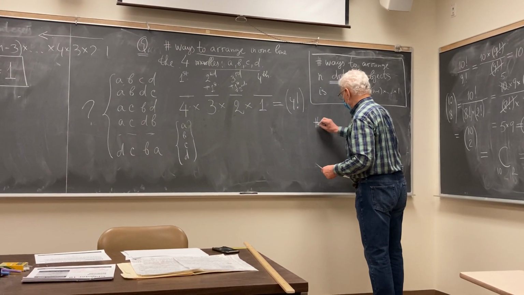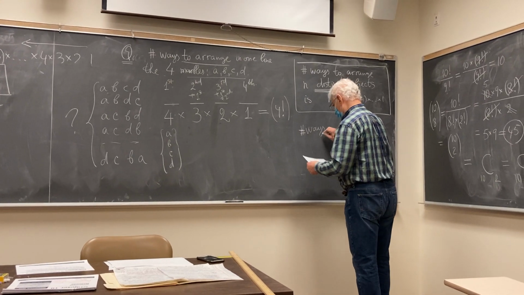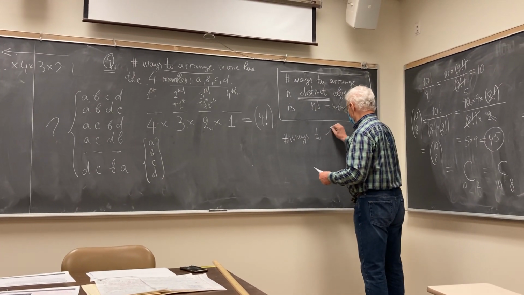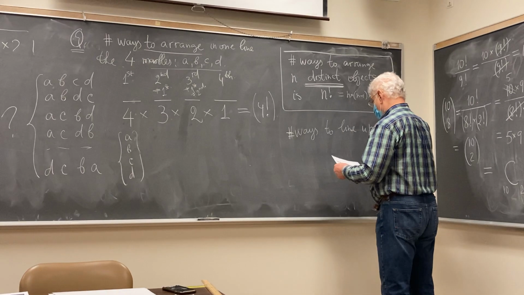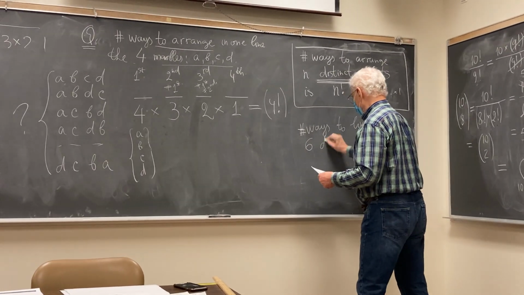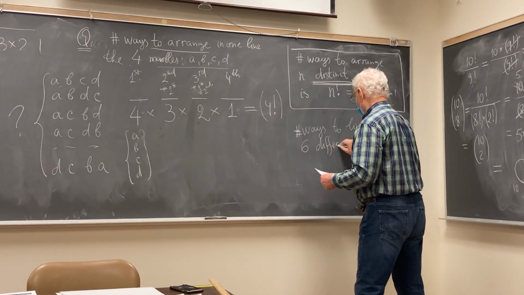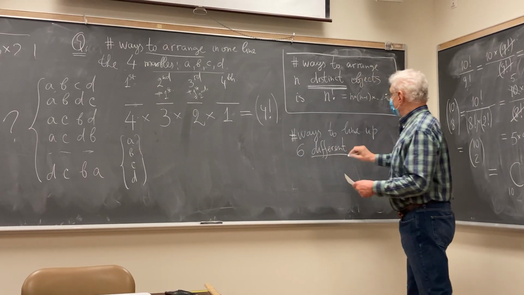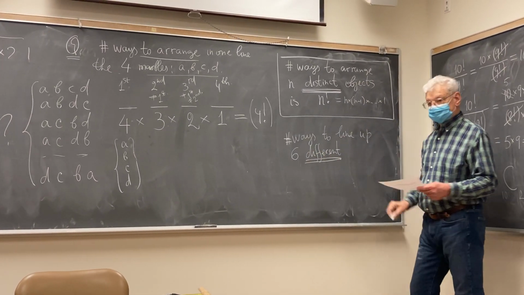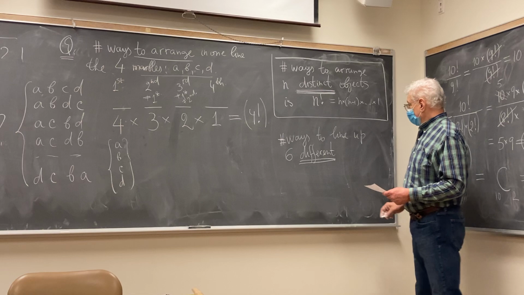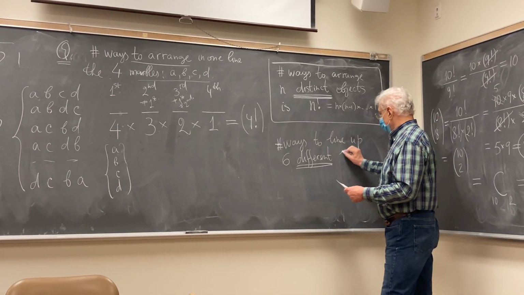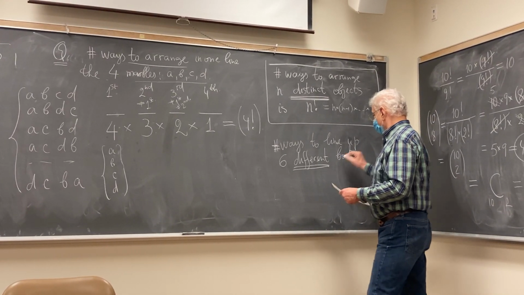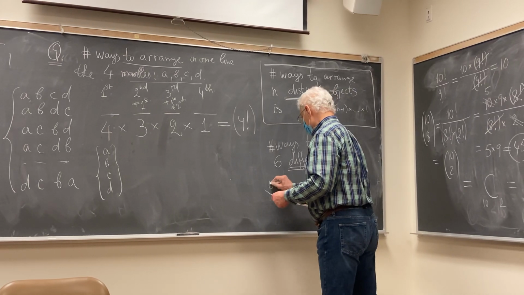Number of ways to line up 6 different books. Different is the same word as distinct, just as synonyms. To line up 6 different books on a shelf.